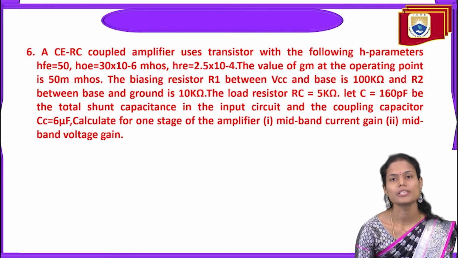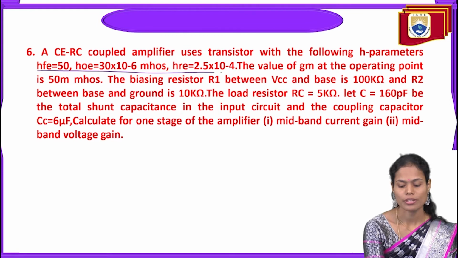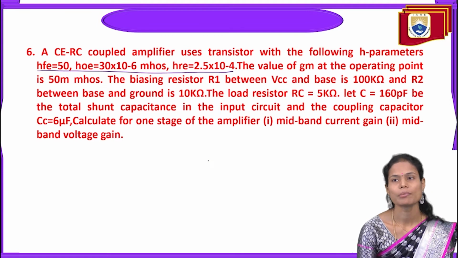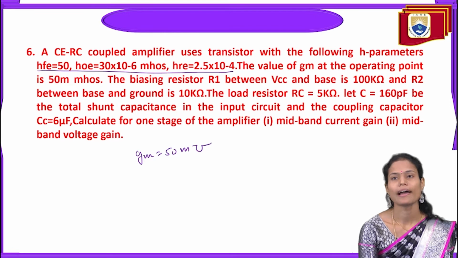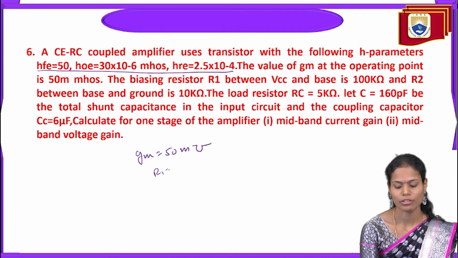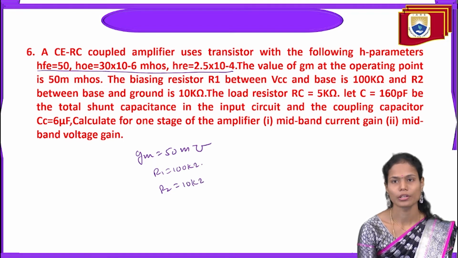And next one is, a CE RC coupled amplifier uses a transistor with the following H parameters. So the H parameters are given here. The value of gm at the operating point is 50 millimhos. And the biasing resistance between VCC and the base is 100 kilo ohms, so R1 value is given as 100 kilo ohms. And the R2 resistance is given as 10 kilo ohms. The load resistance value RC is given as 5 kilo ohms.